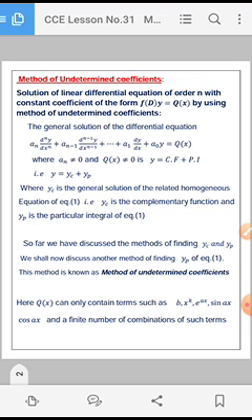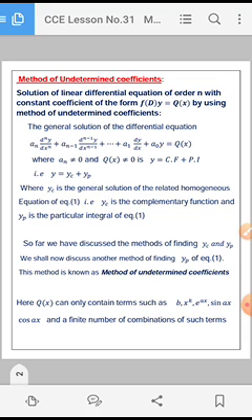plus a_(n-1) d^(n-1) y/dx^(n-1) and so on, plus a_1 dy/dx plus a_0 y is equal to q(x), where a_n is not equal to 0 and q(x) is not equal to 0, is y equal to complementary function plus particular integral, that is y = yc + yp.